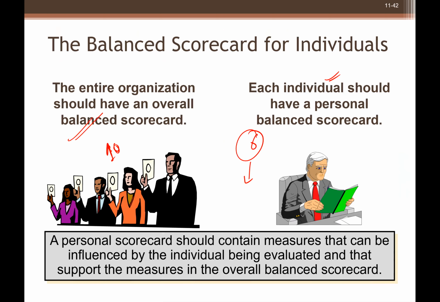So a personal scorecard should contain measures that can be influenced by the individuals being evaluated and that can support the overall measures. So this 6 number came from all those 4 financial and non-financial measures, and 6 can tell you that he is above average.